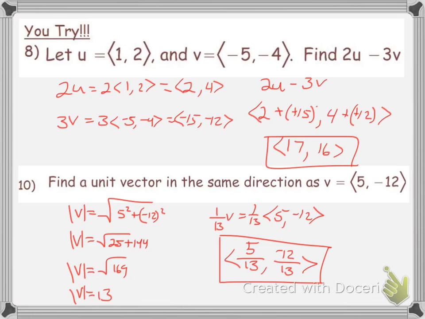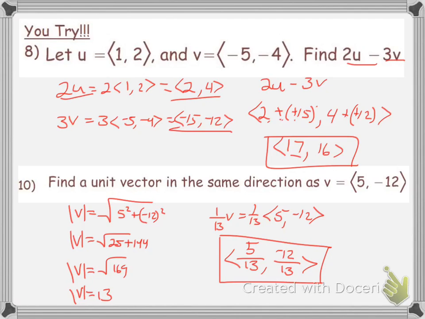So for number 8, you should have gotten the vector ⟨17, 16⟩. You first have to find 2u, multiplying that 2 with u, and that's ⟨2, 4⟩. 3v, multiplying 3 with v, and that's ⟨-15, -12⟩. And then do 2u minus 3v, so when I do 2 minus negative 15, that becomes 2 plus 15, which is 17. 4 minus negative 12 is 16.